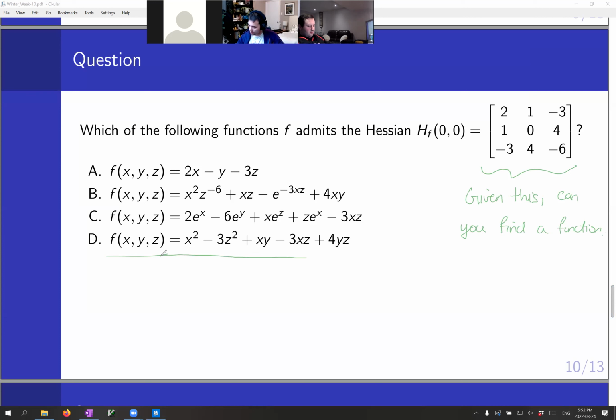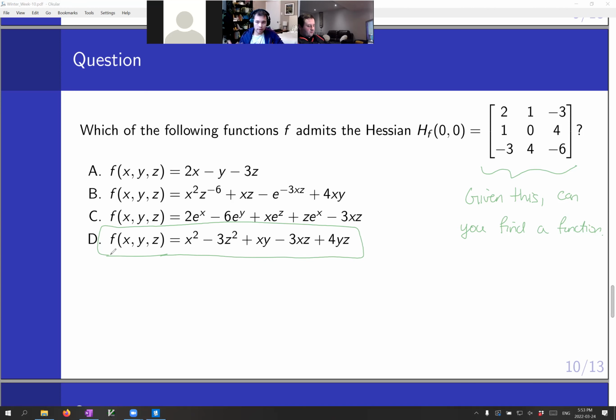So write down a matrix at random. Okay, it's got to be a symmetric matrix though, right? It's got to be equal to its transpose. So write one of those things down and see if you can come up with a function that gives you that as the Hessian. And big hint here, your best bet is going to be to choose a polynomial, right?